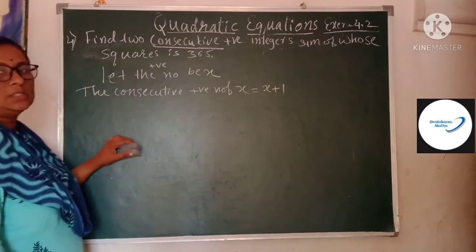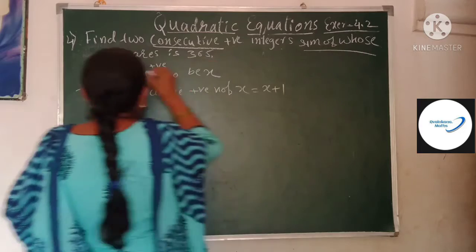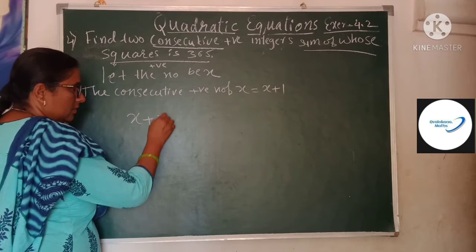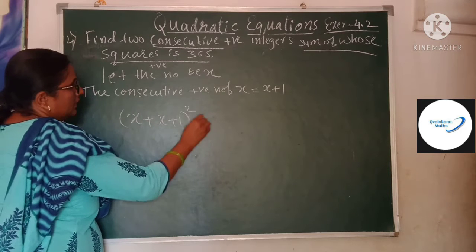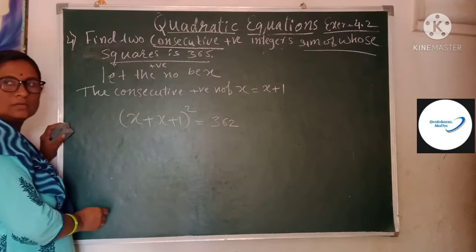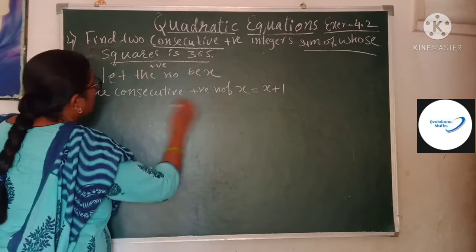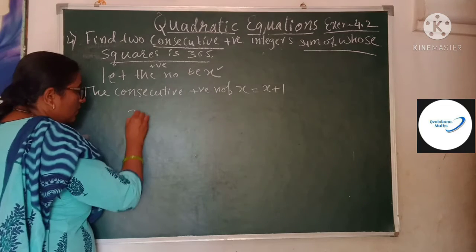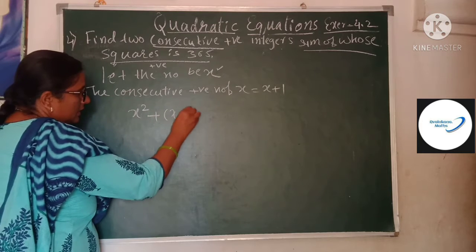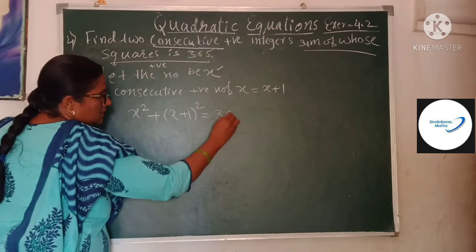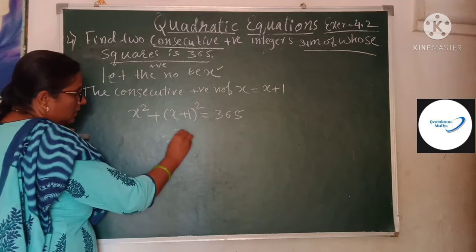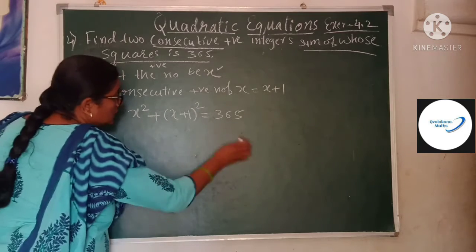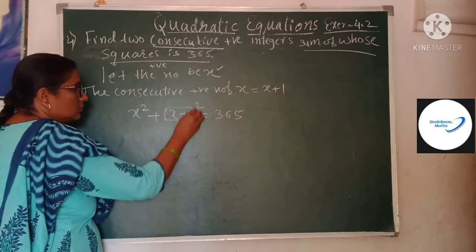Very simple. Children, see here: sum of whose squares is 365. Sum means addition. Most of the students, in a hurry, just write x plus x plus 1 equals 365, which is very wrong. Sum of whose squares means these are the two numbers, and the sum of the squares is 365. Even if you write it like this, this is also wrong. Sum of squares means this is one number, and its full square you have to take.